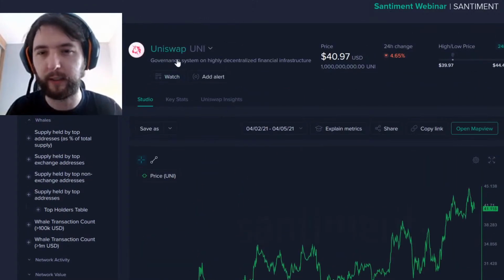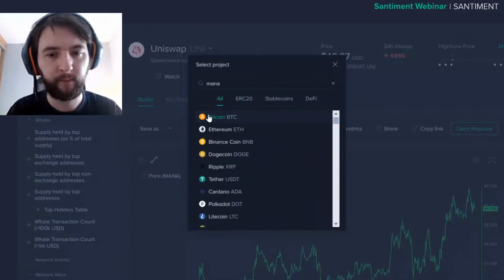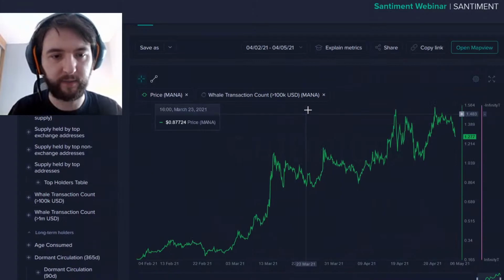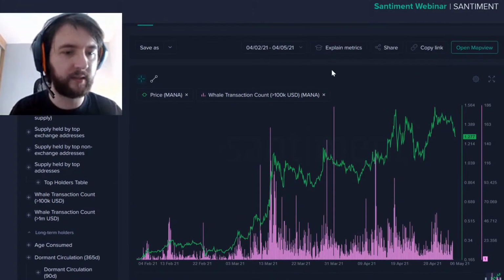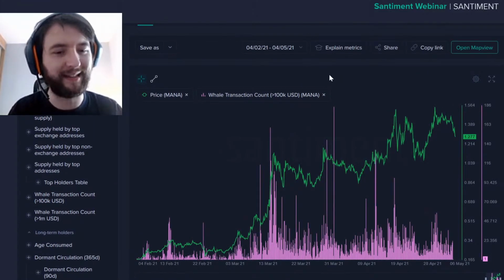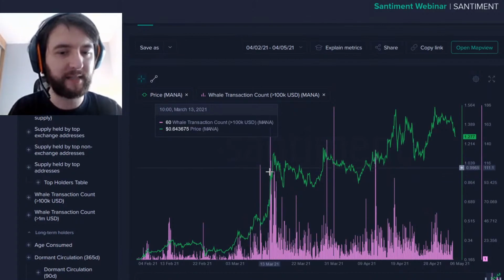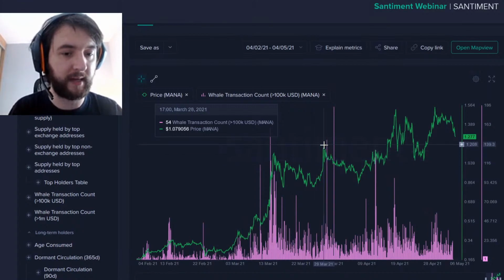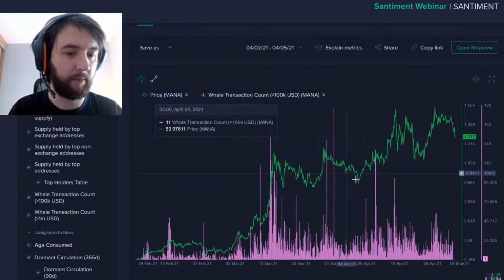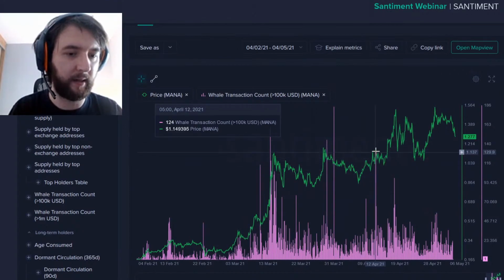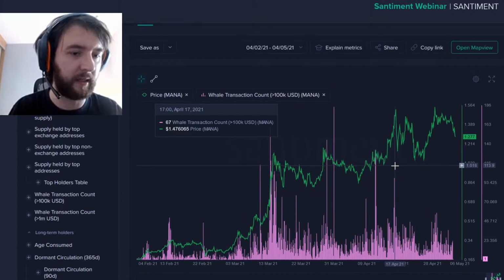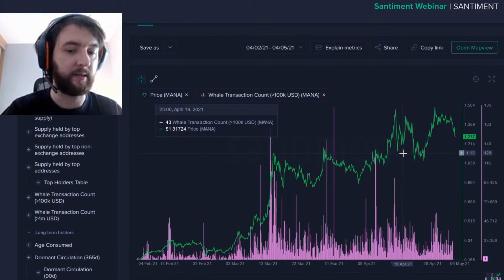So for example, if you look at Mana and we look at whale transfer counts, here we can see a bit more of a clear pattern. Once again, a massive cluster of spikes around the first local top for Mana here. Another cluster of spikes as Mana begins to correct. We see another massive spike around this local top and a period of consolidation, and then another spike here before Mana starts to dip again.